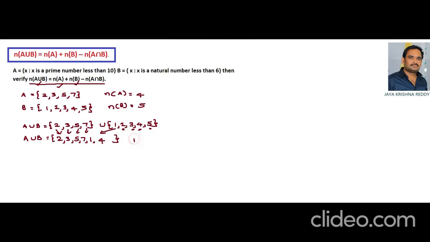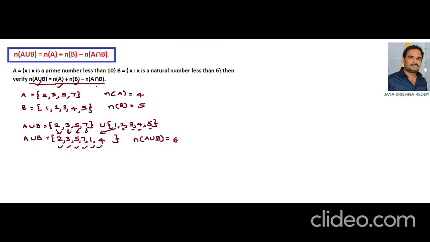Now, n of A union B means the number of elements of the set A union B. How many elements are there? 1, 2, 3, 4, 5 and 6. So n of A union B equals 6.